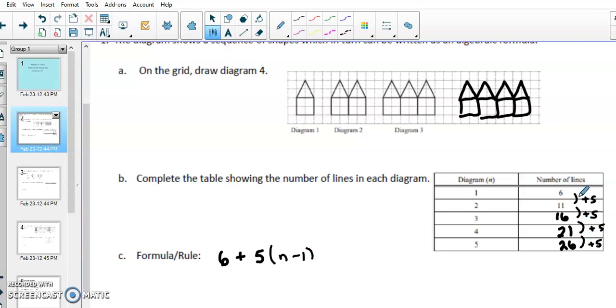So again, look down here. I started with 6. I add 4 5s, that's 20. 6 plus 20 is 26. Your starting point plus this is what you're going up by. Okay. It's the number of terms minus 1. Let's try another one.